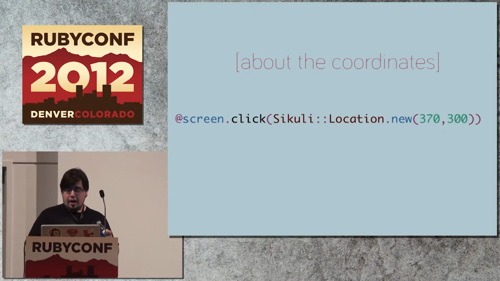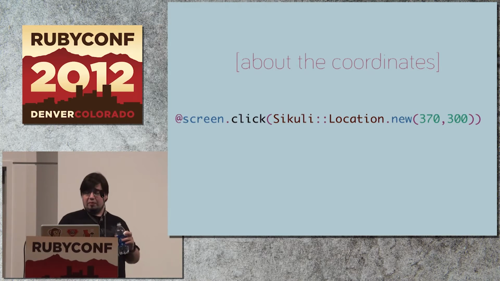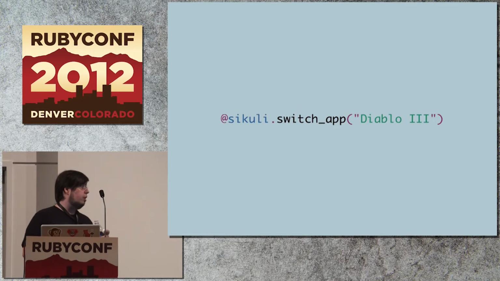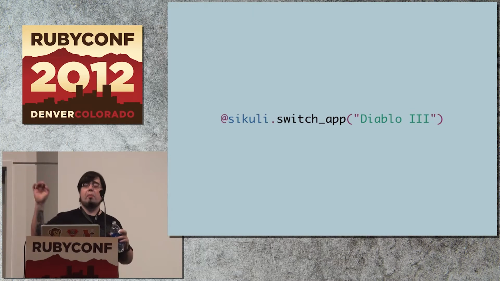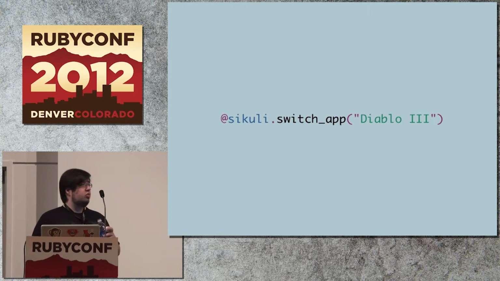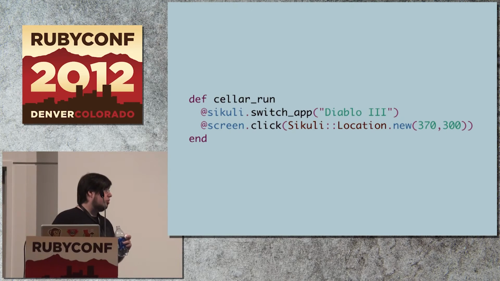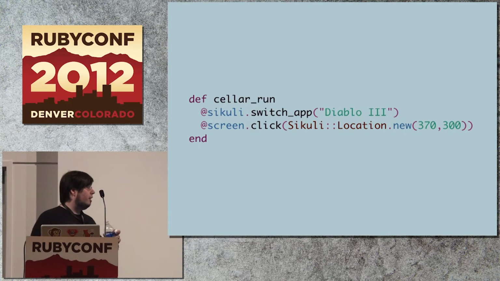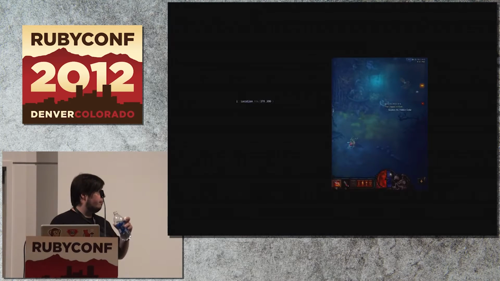And so the first version of our script will just switch to the Diablo 3 app and click on a specific point that's going to make the bot run. And we can add these two instructions to the cellar run method that will be our main method to make the bot work. So let's see how that would run.